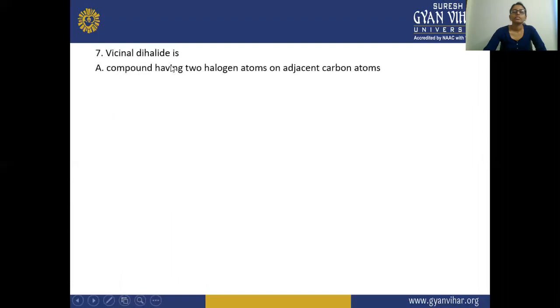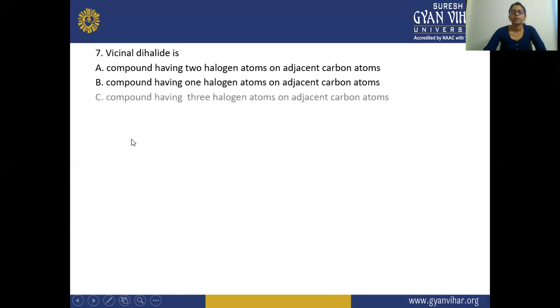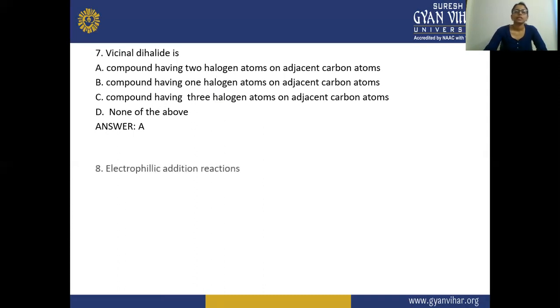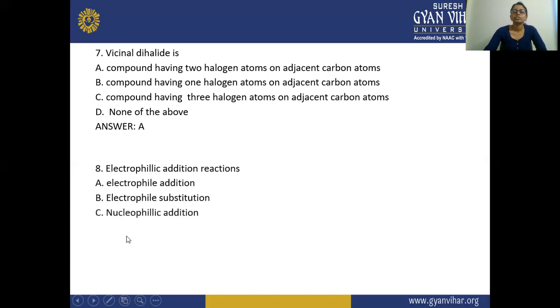Now seventh is vicinal dihalide. A vicinal dihalide is a compound having two halogen atoms on adjacent carbon atoms, or having one halogen atom on adjacent carbon atoms, or having three halogen atoms on adjacent carbon atoms, or the option D, none of the above. So vicinal dihalides are compounds that have two halogen atoms on adjacent carbon atoms, or you can say neighboring carbon atoms. Eighth, electrophilic addition reaction. In electrophilic addition reaction, there is electrophilic addition, electrophilic substitution, or nucleophilic substitution. So the answer is A.